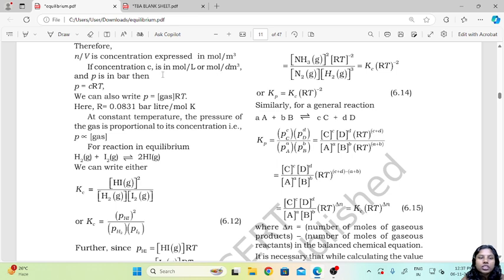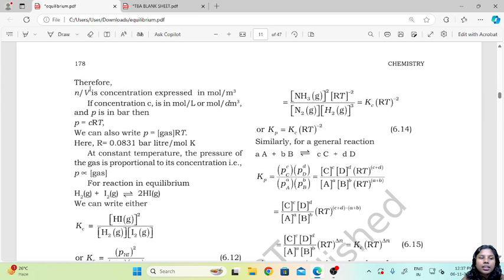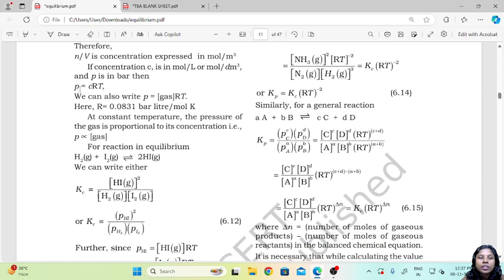Now if concentration C is in mole per liter or mole per dm cube, and P is in bar, then we can say that P equals CRT. So this n upon V which is there, we are saying it is the concentration. So we have directly substituted this with C over here. So we get a new equation, that is P equals CRT.